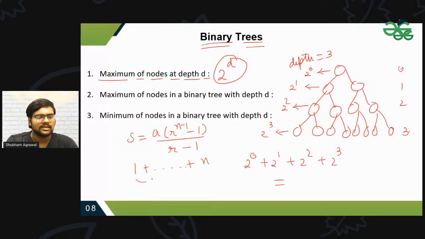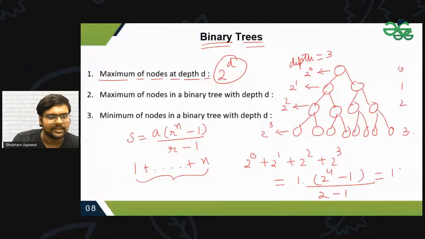Here a is 2 to the power 0, that is 1, and r is the common ratio, and here the common ratio is 2, so it is 2 minus 1 in the denominator. Terms 0 to 3 are there, so 4 terms are there, so it should be n, which is 4, and it will be 16 minus 1, which is 15. So here the answer will be 15.